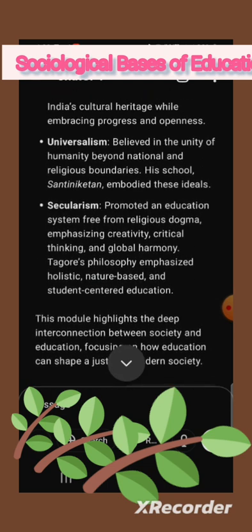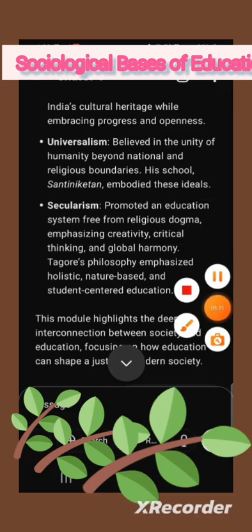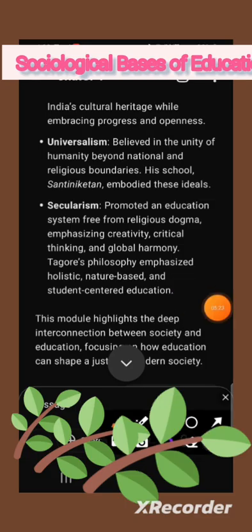So, this module highlights the deep relationship between education and society. Education is not just about acquiring knowledge, it plays a crucial role in shaping social structures, promoting culture, and driving modernity. Dr. B.R. Ambedkar emphasized education as a means of social justice, equality, and empowerment for marginalized communities.